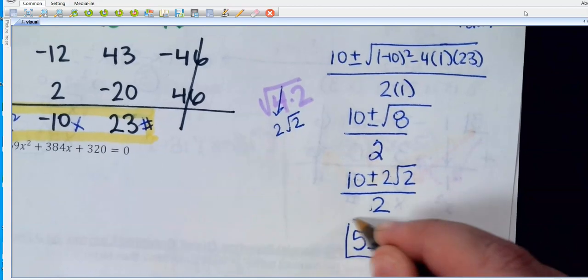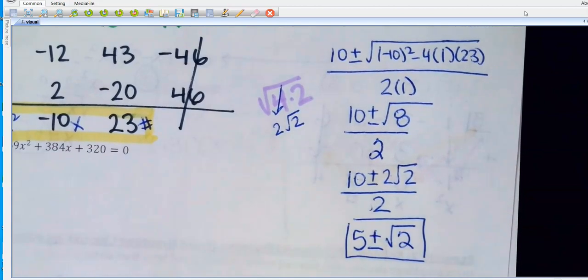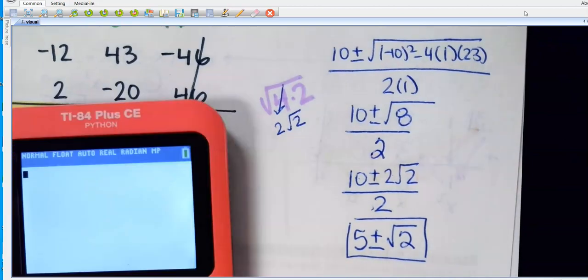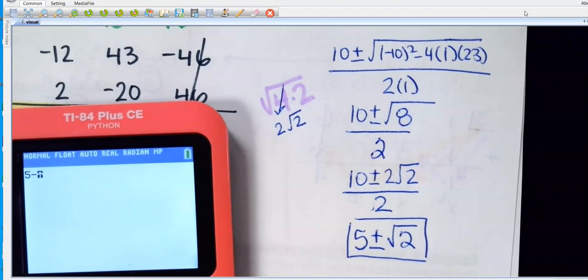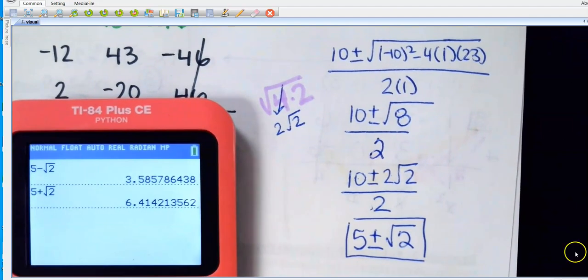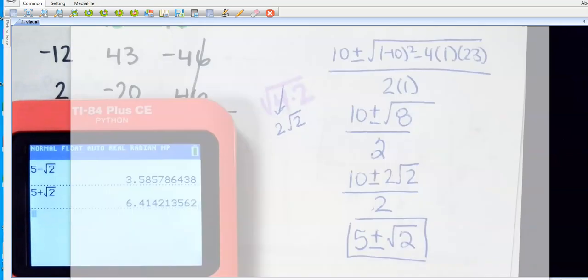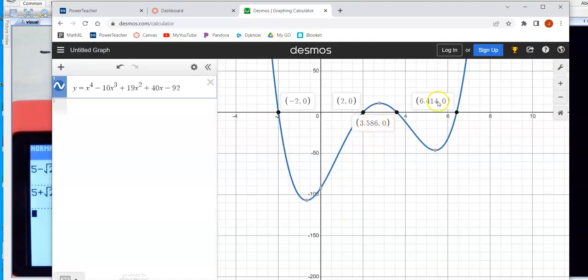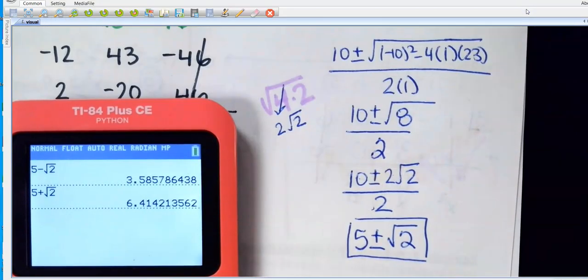And those are the two other answers that we saw on the graph. It would be 5 plus the square root of 2, if you wanted to look at the decimal, and 5 minus the square root of 2. I don't know if you remember this, but 5 minus radical 2 is about 3.585, and 5 plus the square root of 2 is about 6.41. If I go back to that graph to show that to you real quick, those were the 2 decimals that we had on the graph. We're just getting the exact value by using the quadratic formula.